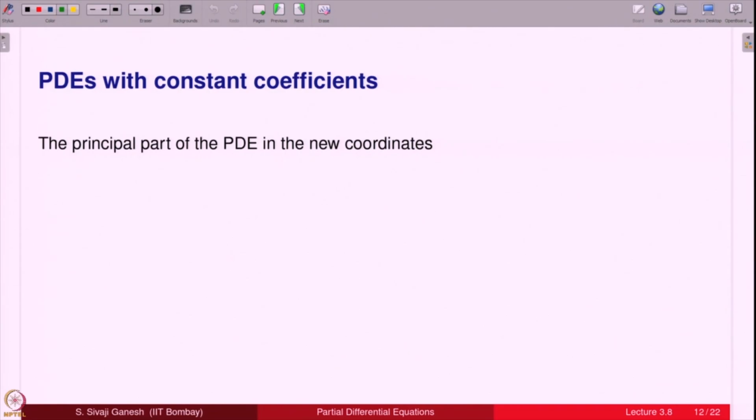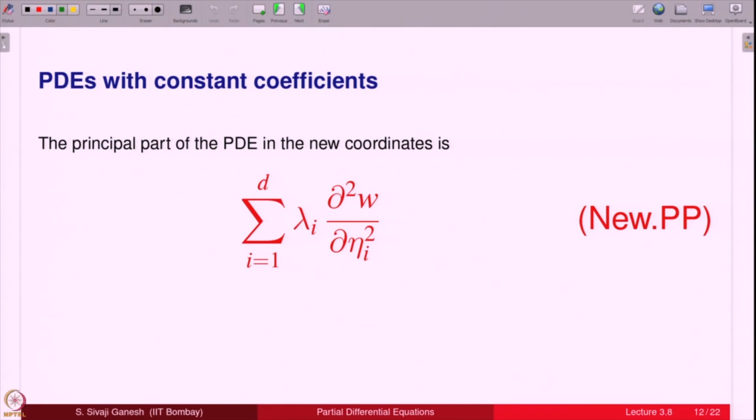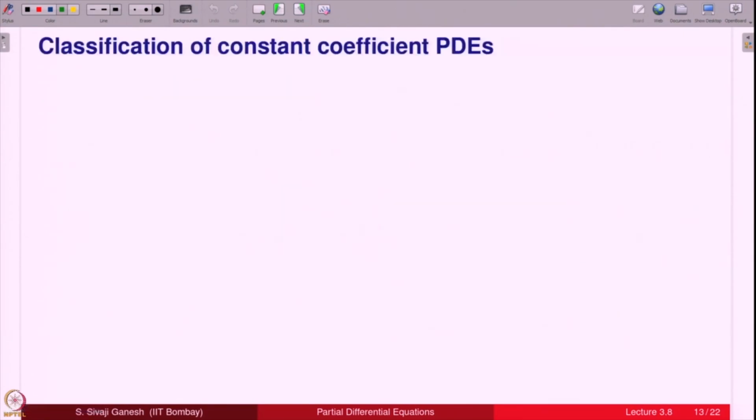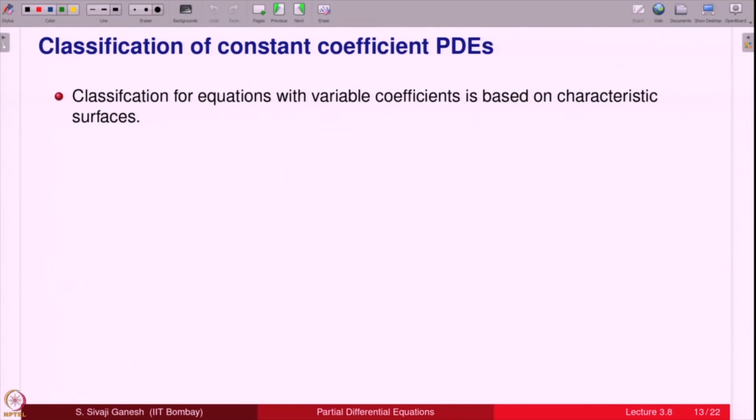The principal part of the PDE in the new coordinates is the summation of lambda i dou 2 w by dou eta i square, i equal to 1 to d. Let us call this the new principal part, new PP. Since the classification type is invariant under coordinate change transformations, the type of the PDE DLCC which is given to us may be determined using the new PP. Classification for equations with variable coefficients is based on characteristic surfaces. Now, we will see what characteristic surfaces become when the coefficients are constant.